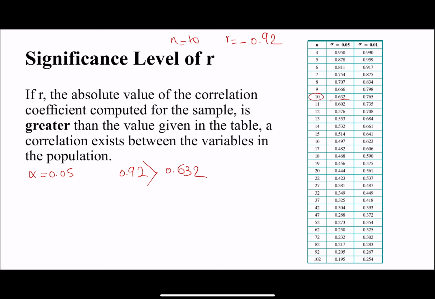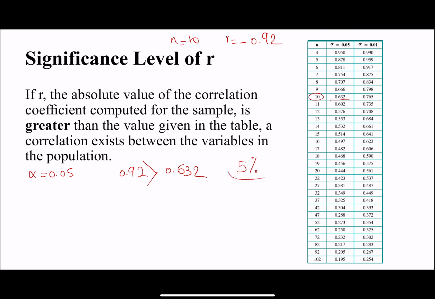However, what does this alpha 0.05 mean? Alpha is 0.05 means 5%. It means that when I say that there is a correlation, there is a 5% chance that I'm wrong, and there is no correlation, okay? So nothing is certain. We just want to decrease the level of uncertainty that we have. So I say, okay, 0.92 is bigger than 0.632, so I can say that there is a correlation, but there is a 5% chance that I'm wrong.